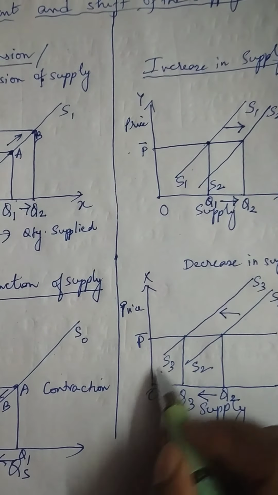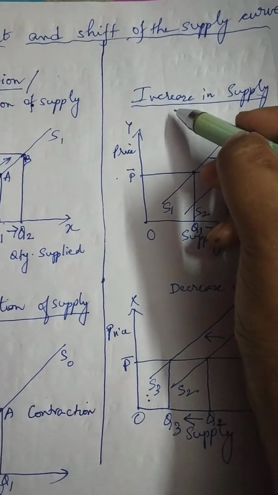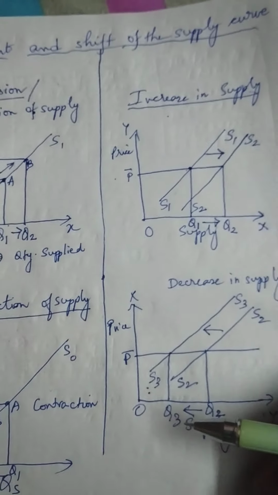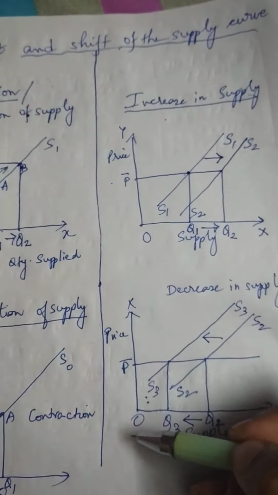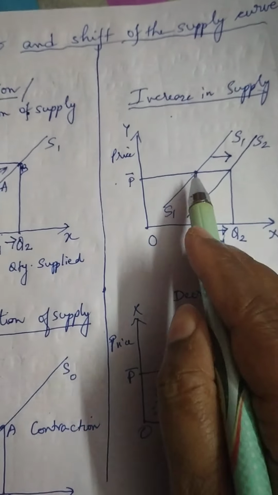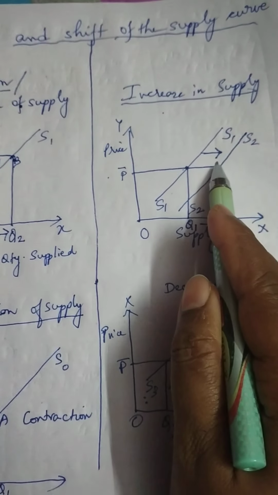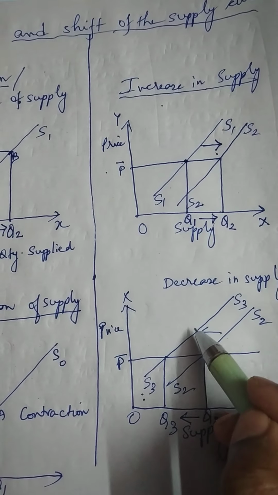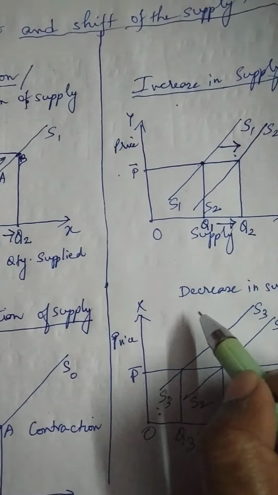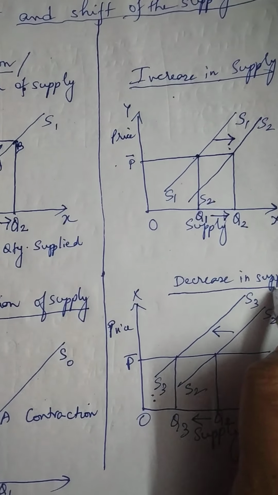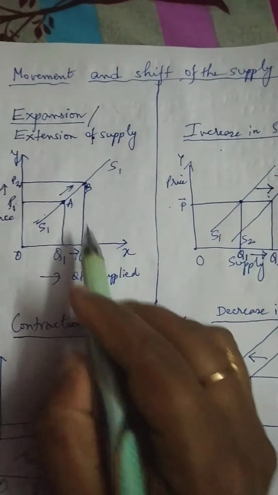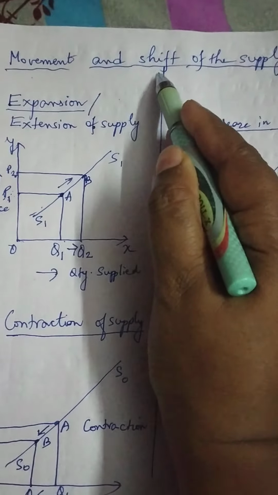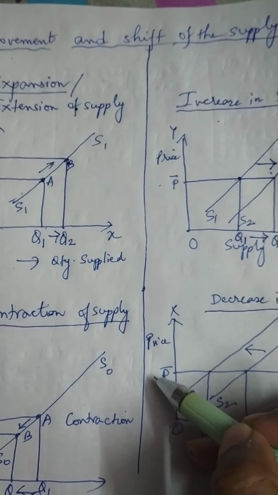So we came to know that shift of the supply curve is brought about by some other factors affecting supply but not price. Here we can have either a rightward shift of the supply curve, which we call increase in supply, or we can have a leftward shift of the supply curve, which is called the decrease in supply. This is the basic difference between movement and shift of the supply curve.